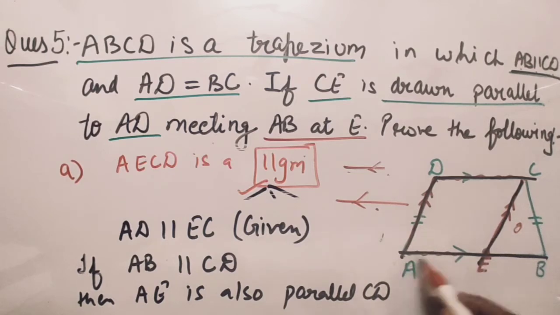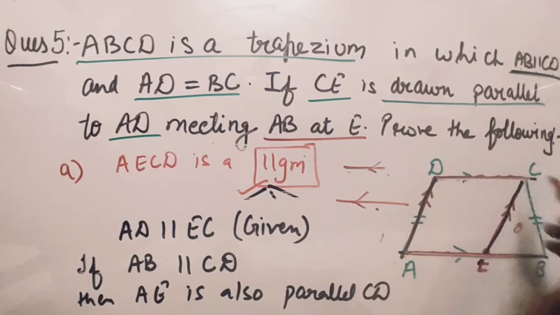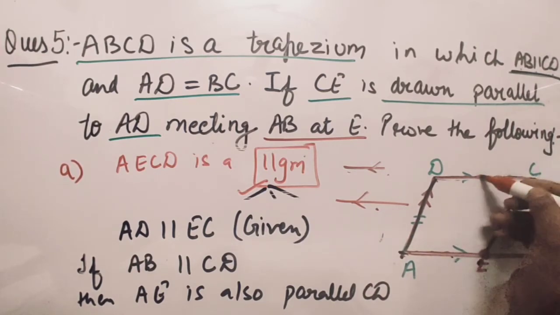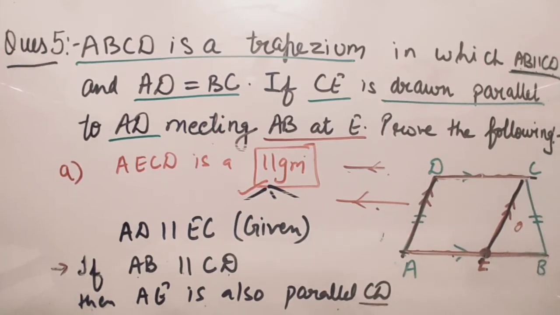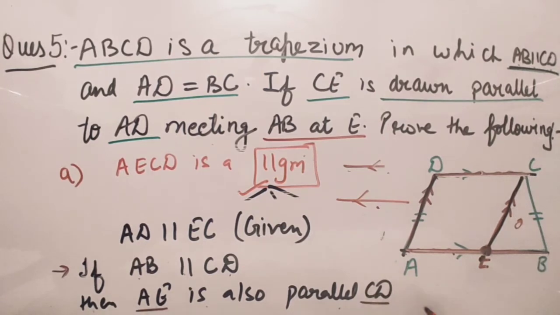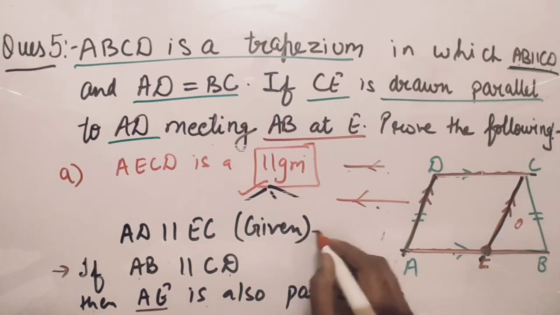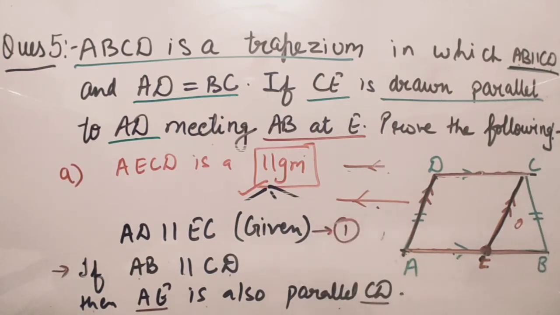So similarly, as we have seen here, this is the whole side which is parallel to CD. If I take a part of this line, this side will remain parallel to the given side, right or not? So that's why we can say that if AB is parallel to CD, AE will also be parallel to CD. So now we have one pair of parallel sides here and another pair of parallel sides here.